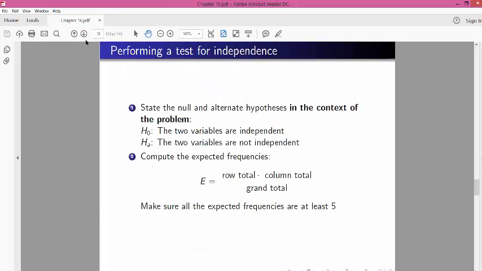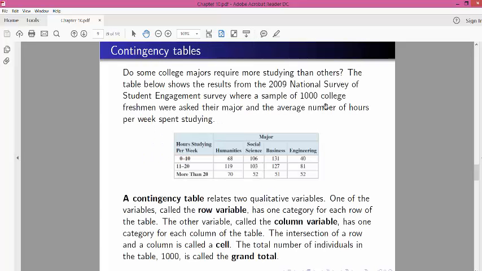So the first step is to state the null hypothesis and the alternative hypothesis in the context of the problem. Here you have the general statement: the two variables are independent, the two variables are not independent. This will never change. The null hypothesis will always say that the two variables are independent. But what does it mean in the context of the problem? If we go back to this problem here, you would say that majors and number of hours studying per week are independent of each other.